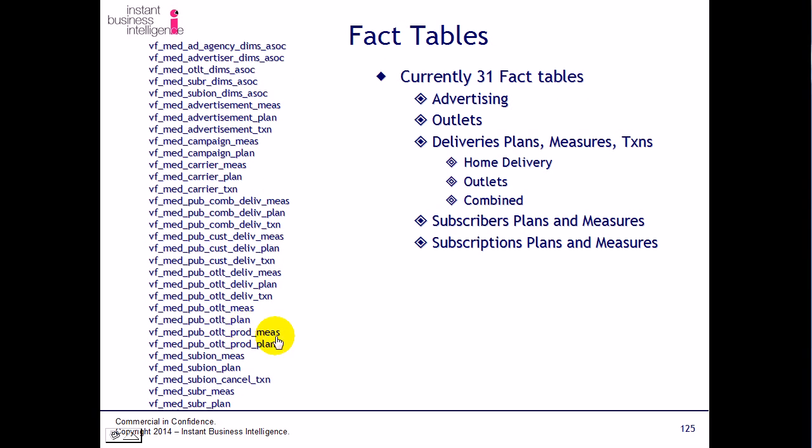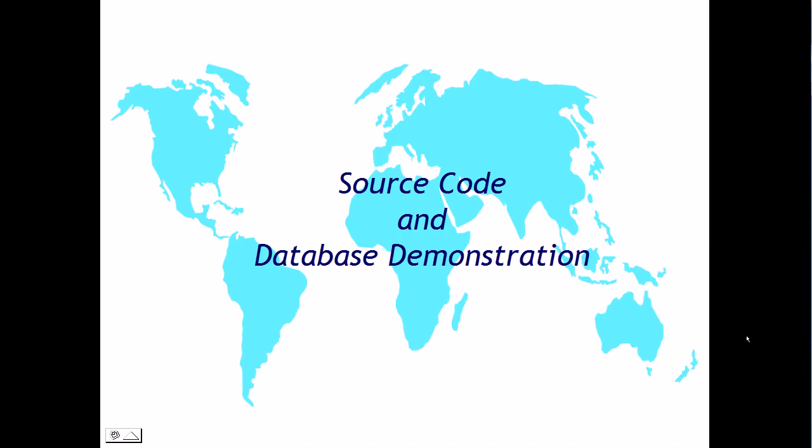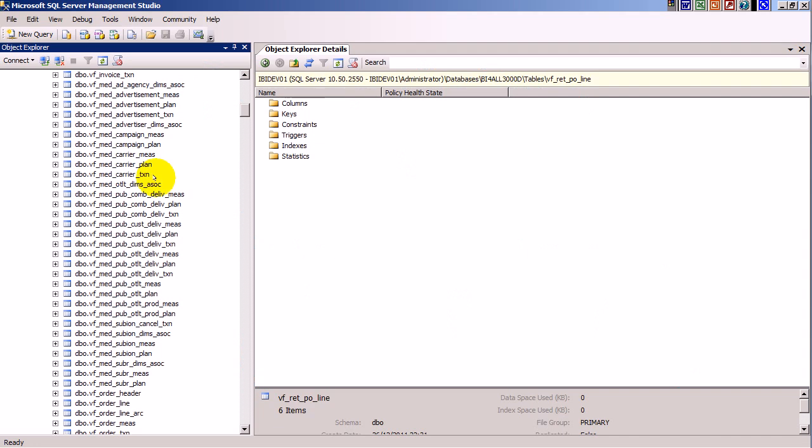Okay, so the publisher I did in Australia published 90 different magazines. So this would have up to 90 rows for each row in here. Then subscriptions, plans and measures, subscriber plans and measures, and subscription cancel transaction. So they are the fact tables in there. We will go across to the database itself and take a look.